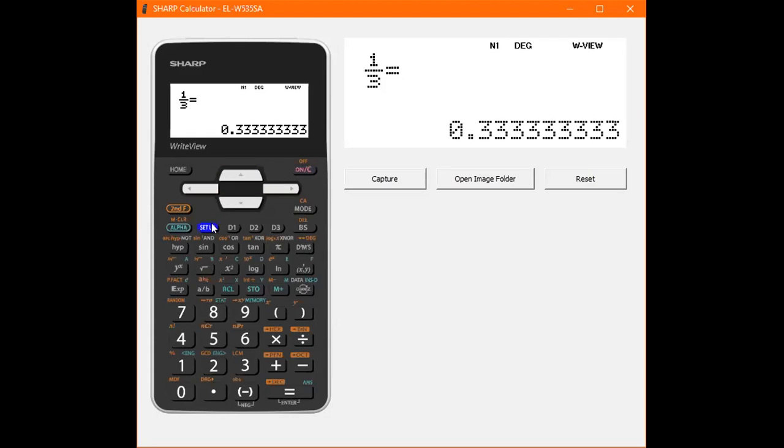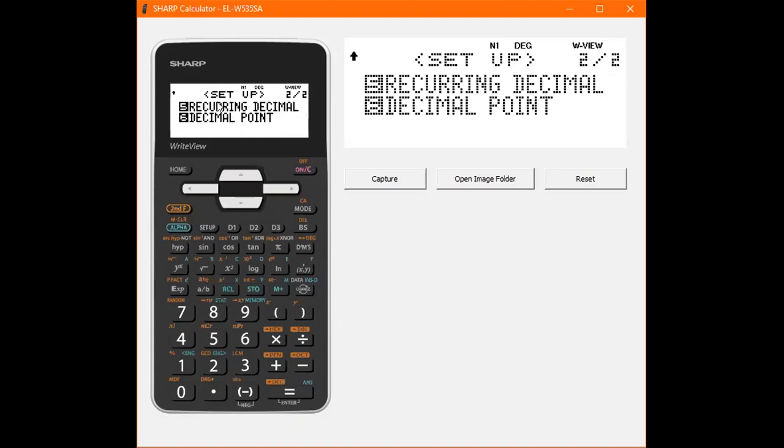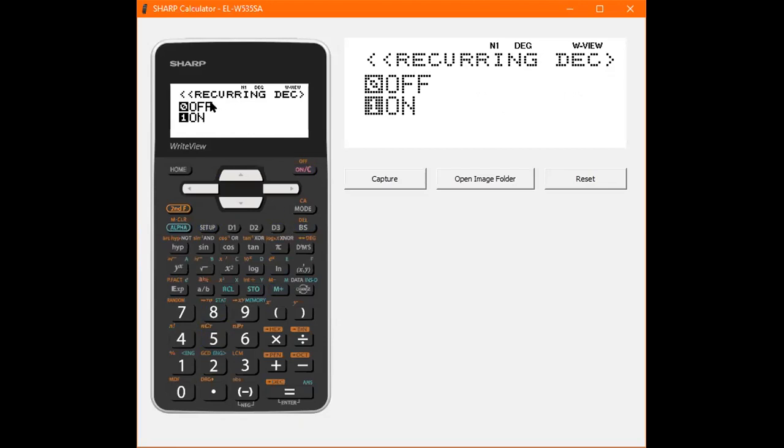So to set up the recurring function, we're just going to press setup. We're going to use our down arrow, and we're going to choose 5 for recurring. Now, just on a sidebar here, 6 is the decimal point, and 6 just allows you to change your decimal from a dot to comma. So it's whatever makes you happy. If you would like a comma on your calculator instead of a dot, then option 6 is your option to do that. So let's turn on our recurring decimal.